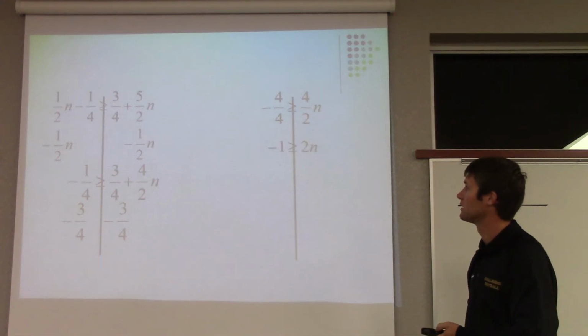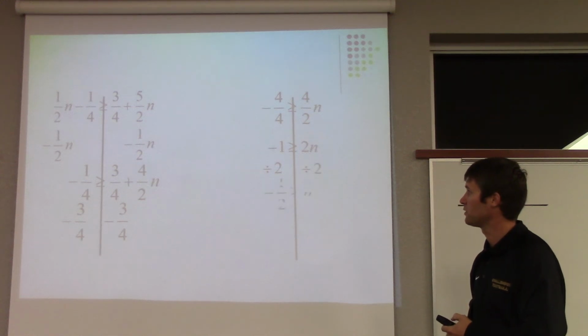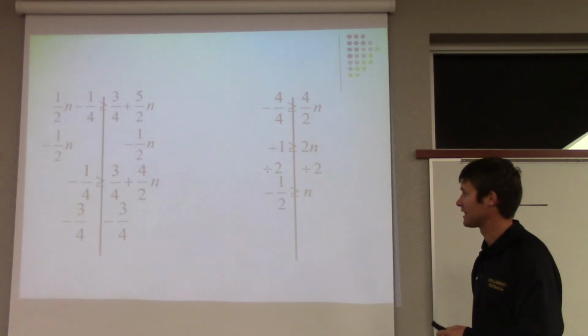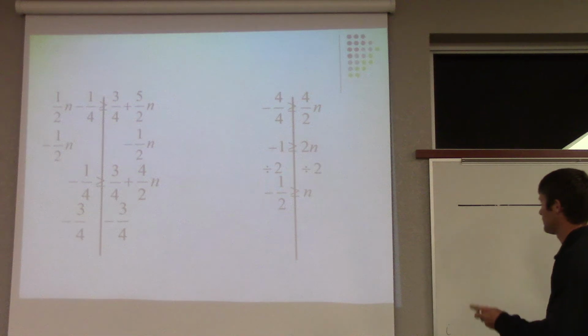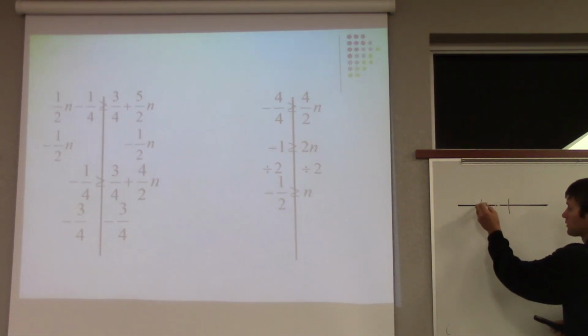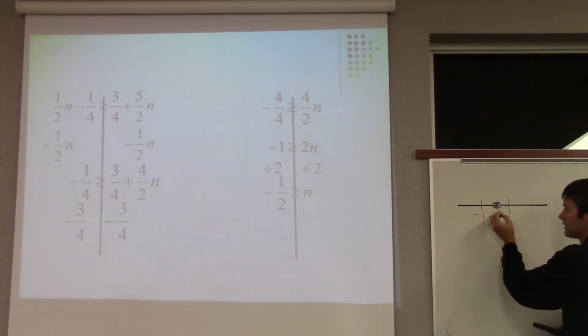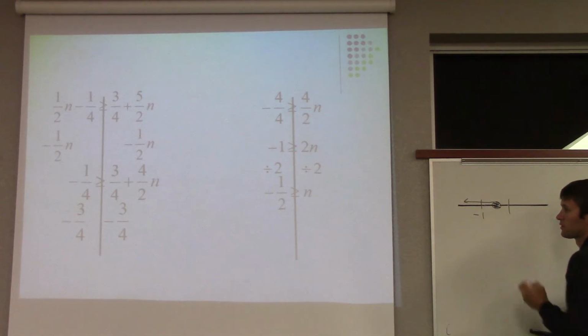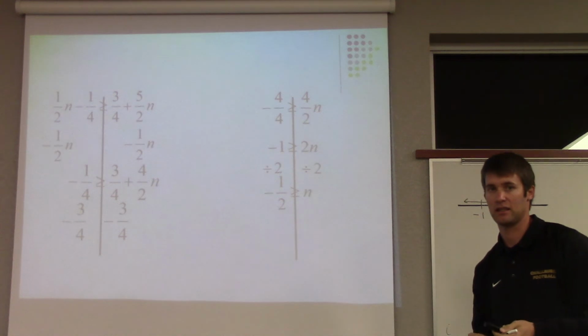Now we divide each side by 2, and there we have it. N is less than or equal to negative 1/2. So once again, it's equal to, so there's negative 1. A half would be between, a solid dot, and we're shading to the left because it's less than that.